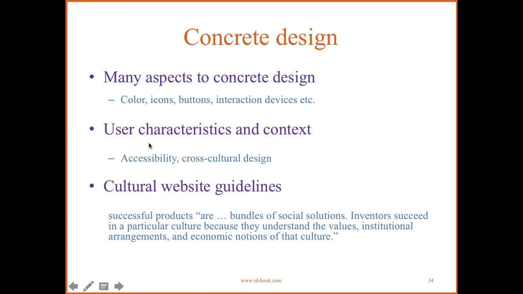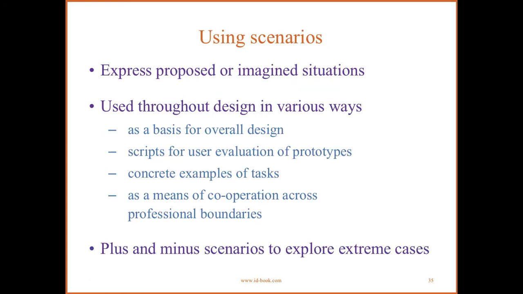Next, user characteristics and context. The third one, cultural website guidelines. So there is a lot more information that can be embedded or linked with a conceptual model. You can also make use of scenarios to express, propose and imagine situations for users throughout the design in various ways. You can read through all of this. It forms the basis of the overall design that can reflect the scenario I told you about in the previous lecture.